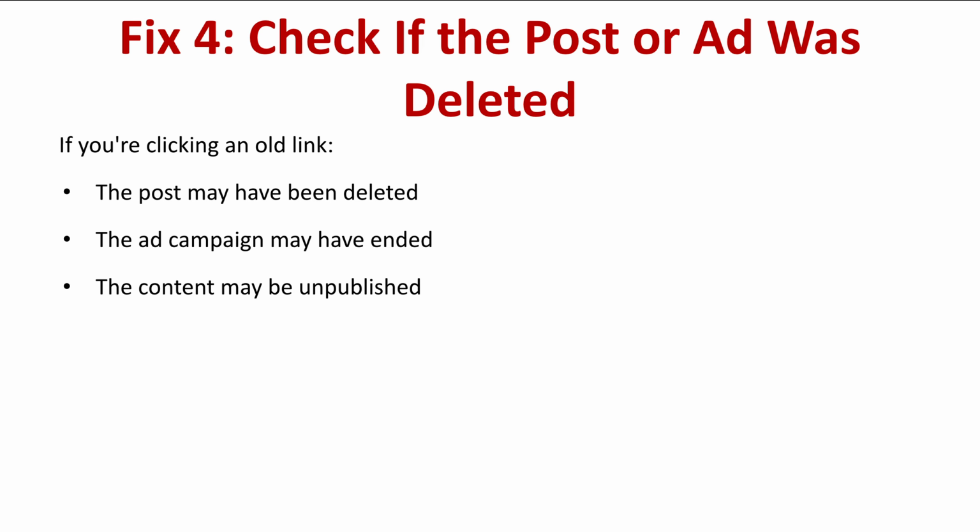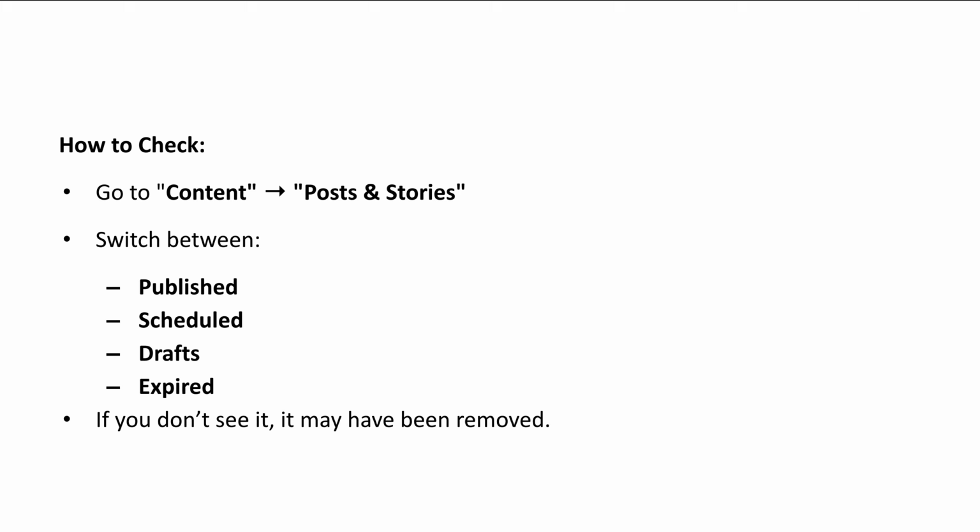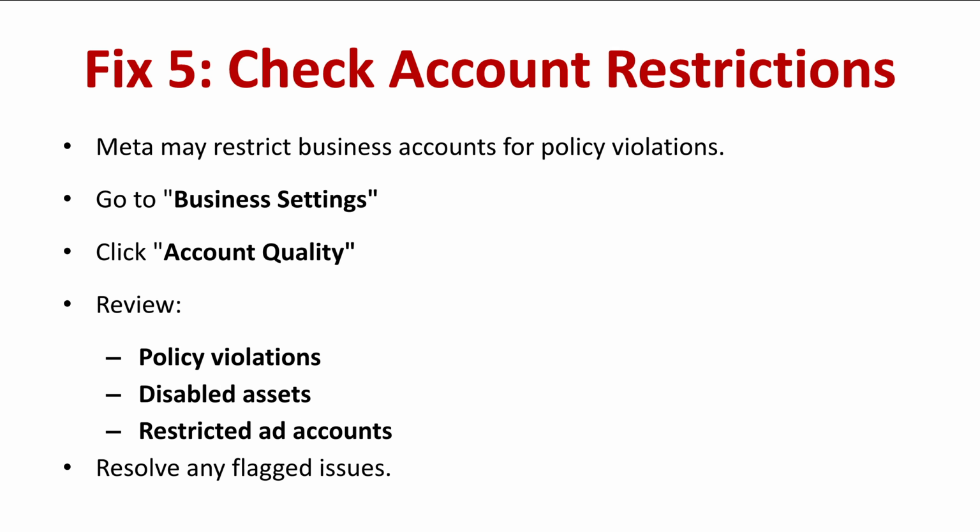Fix four: check if the post or ad was deleted. If you are clicking an old link, the post may have been deleted. The ad campaign may have ended. The content may be unpublished. So how to check? Go to Content, then Posts and Stories. Switch between Published, Scheduled, Draft, Expired. If you don't see it, it may have been removed.